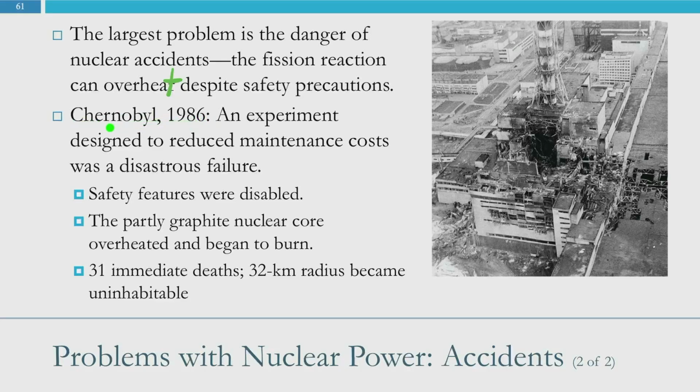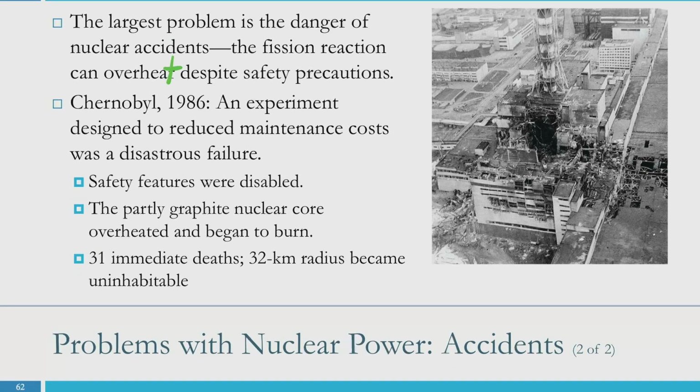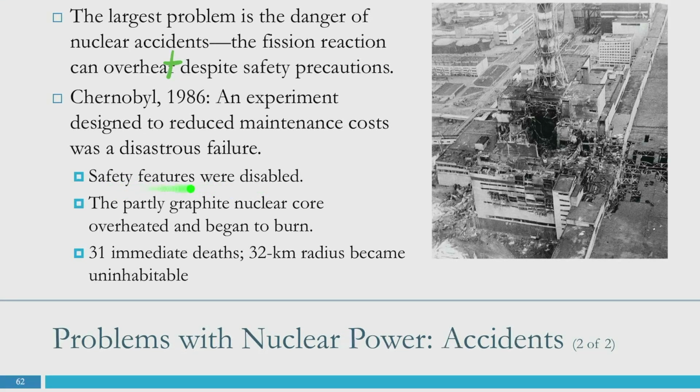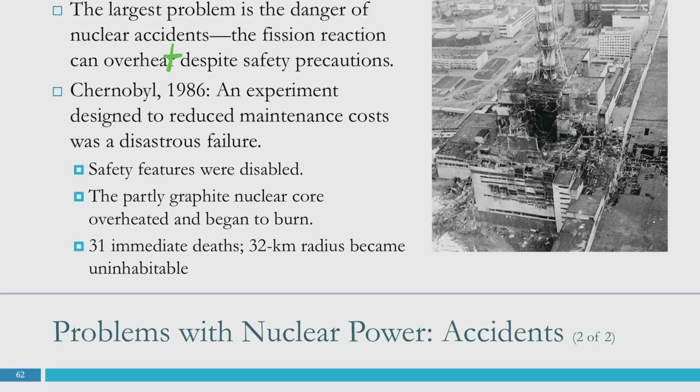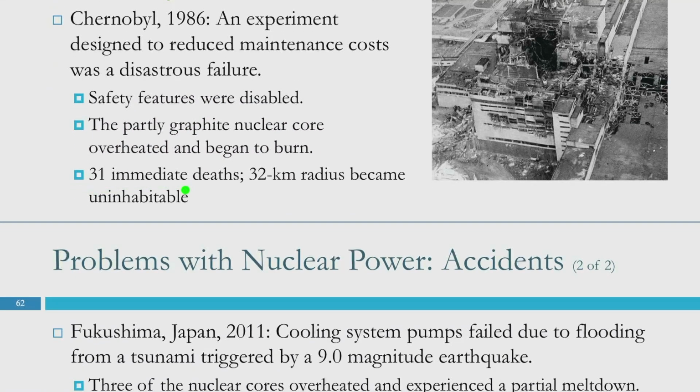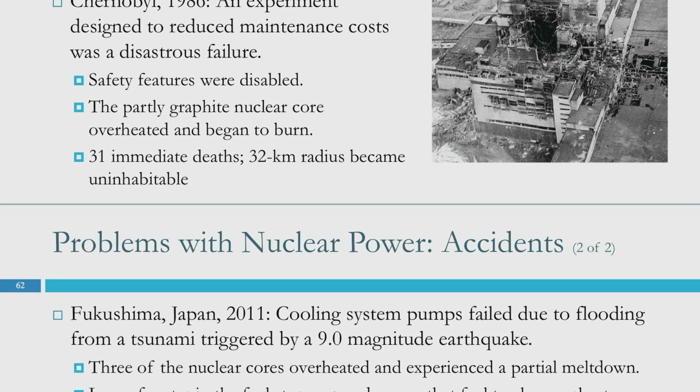So Chernobyl melted down apparently because of an experiment designed to reduce maintenance costs. Cutting costs, not always a good idea. They disabled some safety features, and the nuclear core overheated and began to burn. There were 31 immediate deaths, and a 32-kilometer radius became uninhabitable.